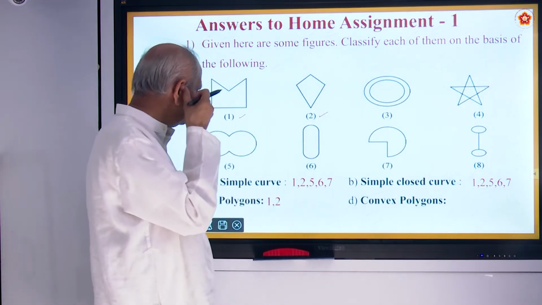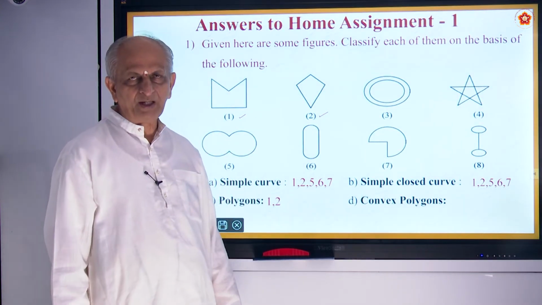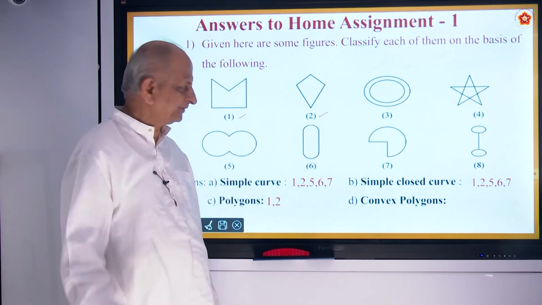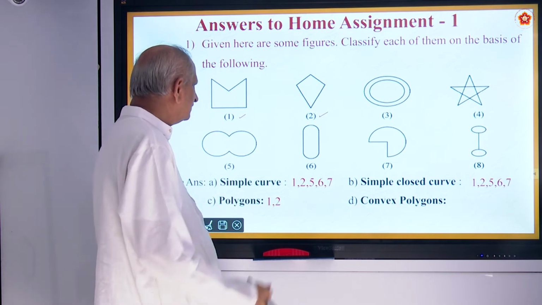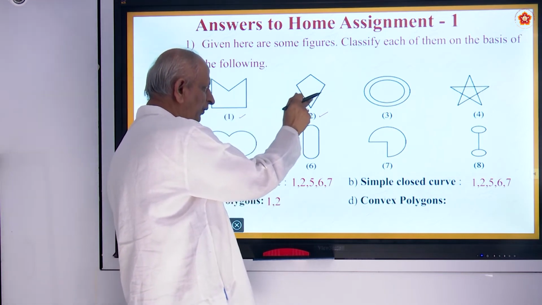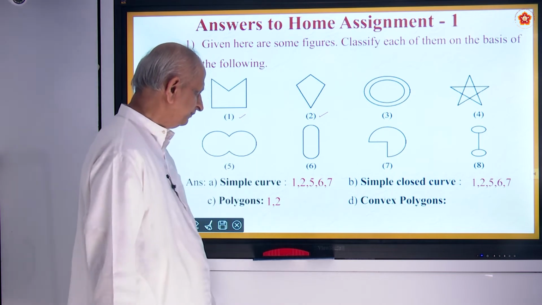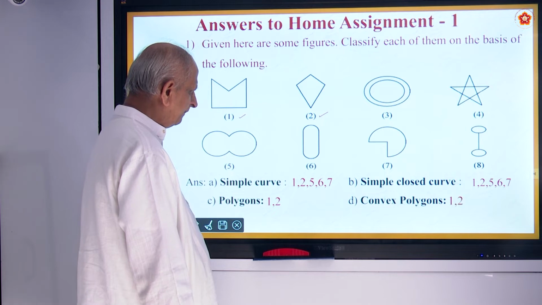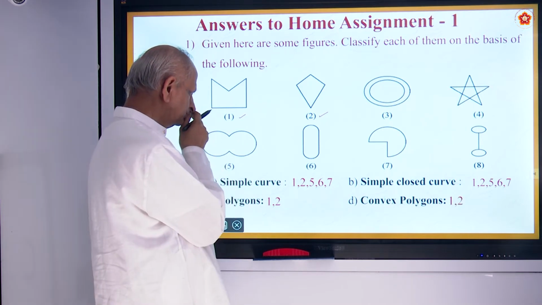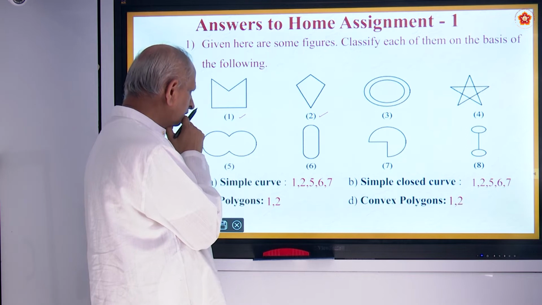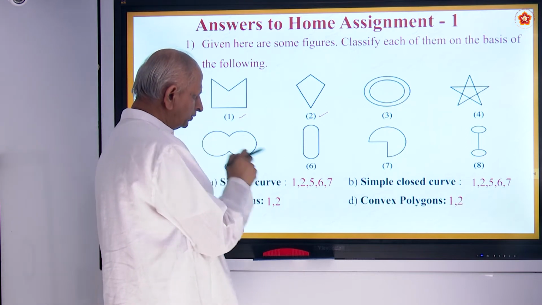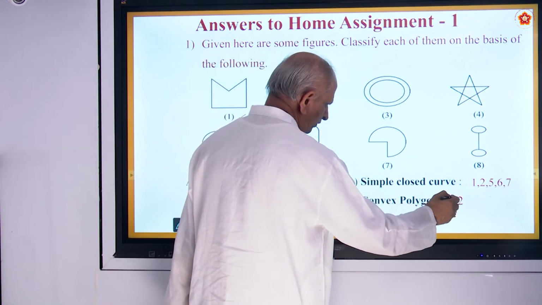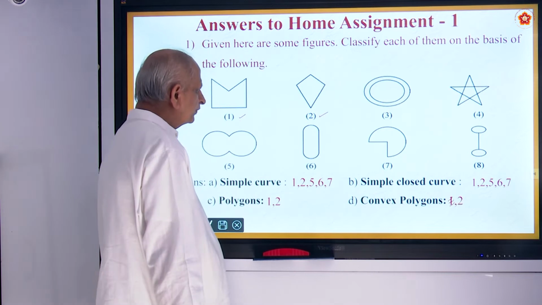So 1 and 2 are called polygons. Why are they called polygons? Because they are made up of line segments, and these are the two types. This is called convex polygon, this is called concave polygon. So convex polygons, how many? You have number 1 and 2. So no, only 2 is a convex polygon, not 1, only 2. Convex polygon.